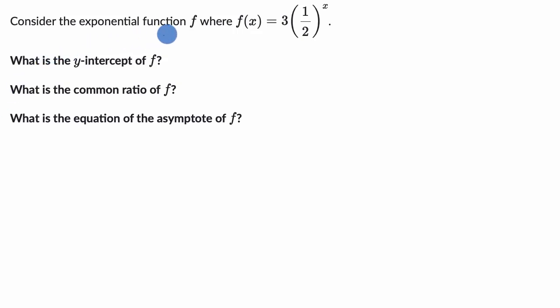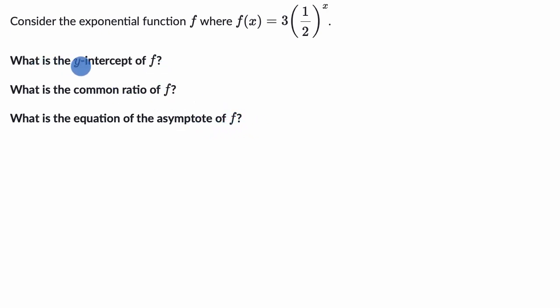We're told to consider the exponential function f, where f of x is equal to 3 times 1/2 to the x power. And now they ask us several questions about the y-intercept of f, the common ratio of f, and what is the equation of the asymptote of f. So pause this video and see if you can figure these out before we do them together.